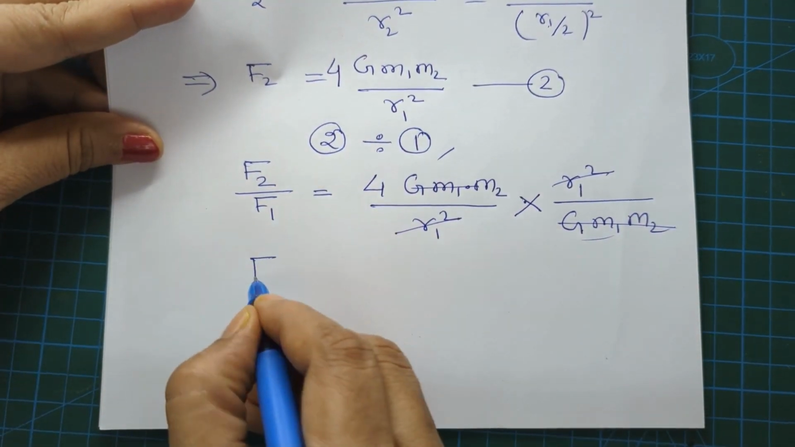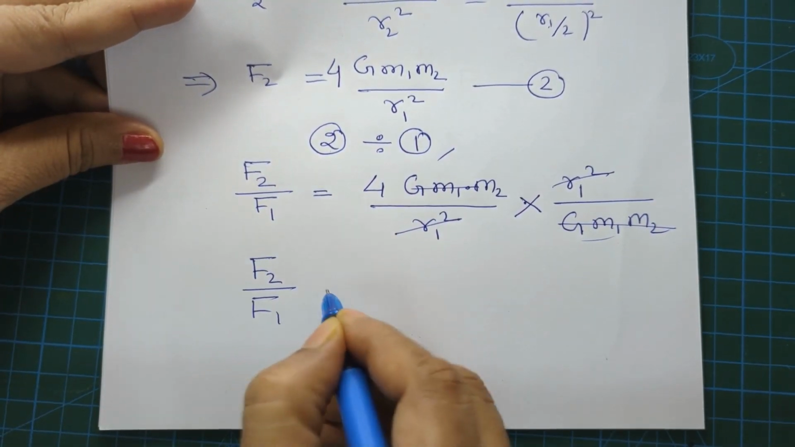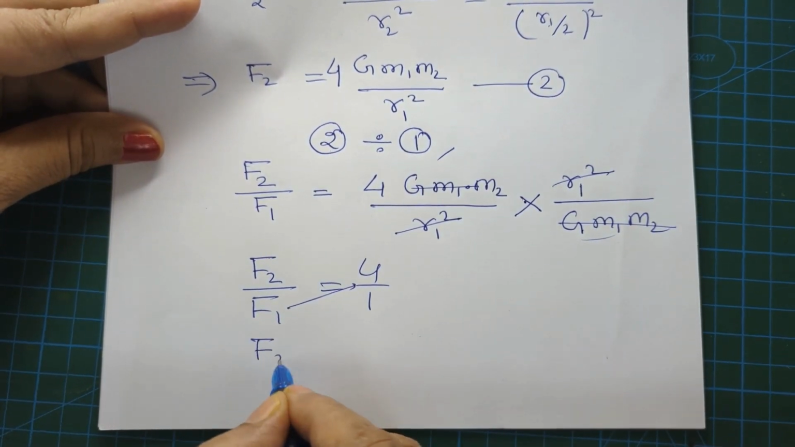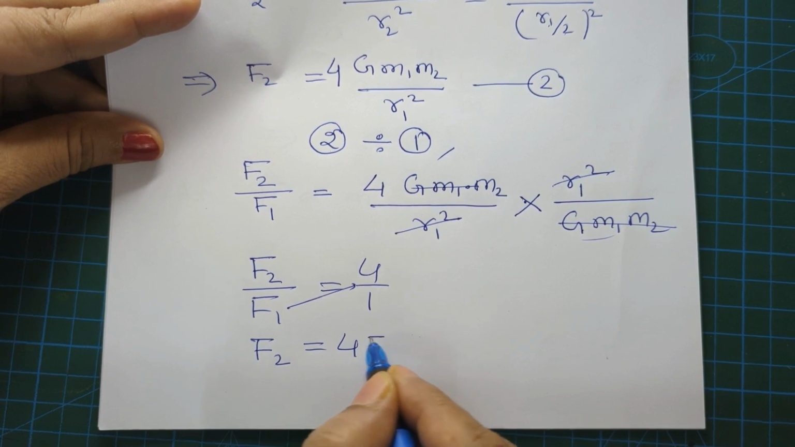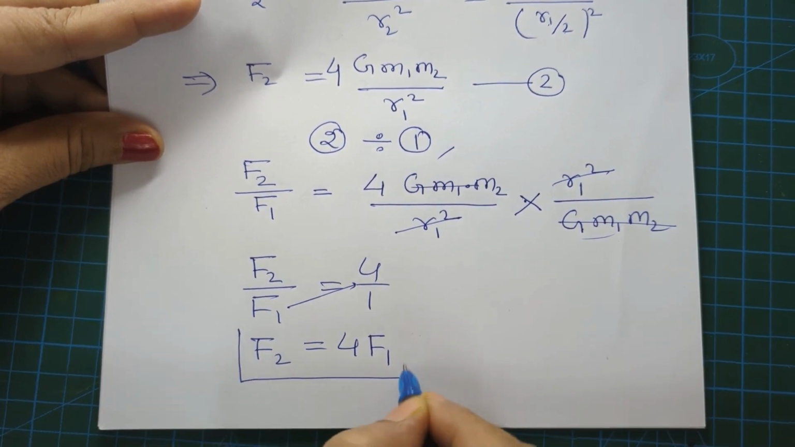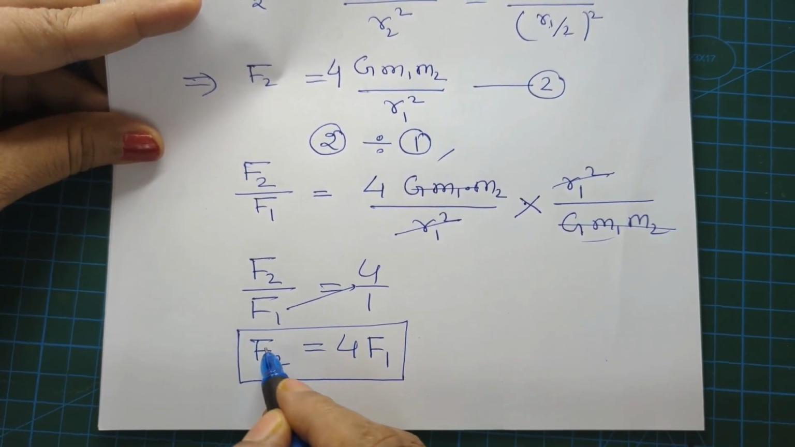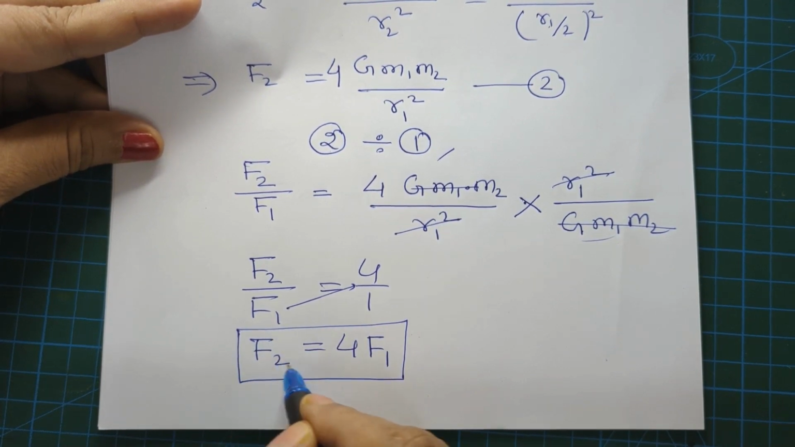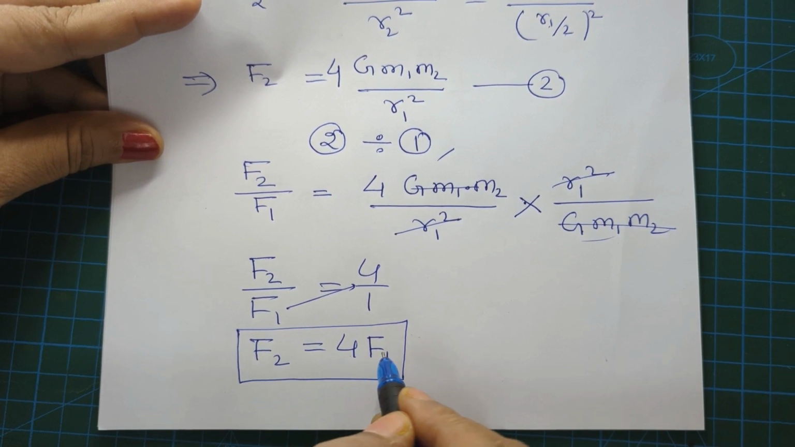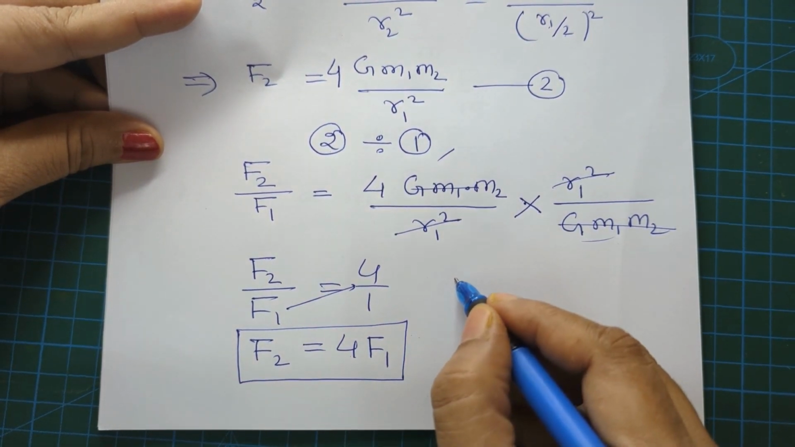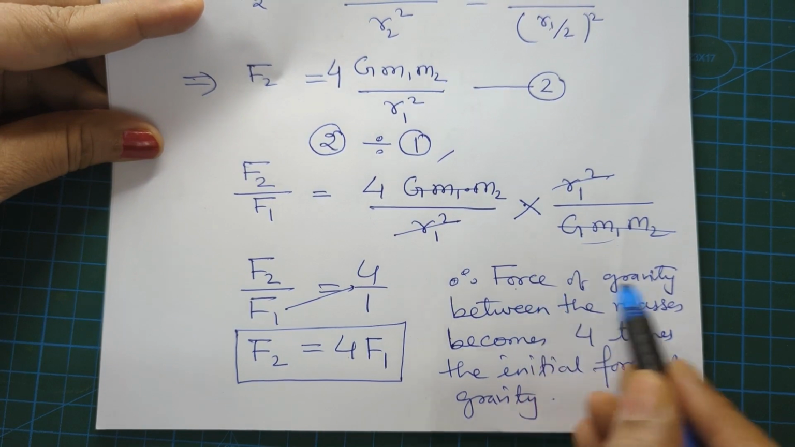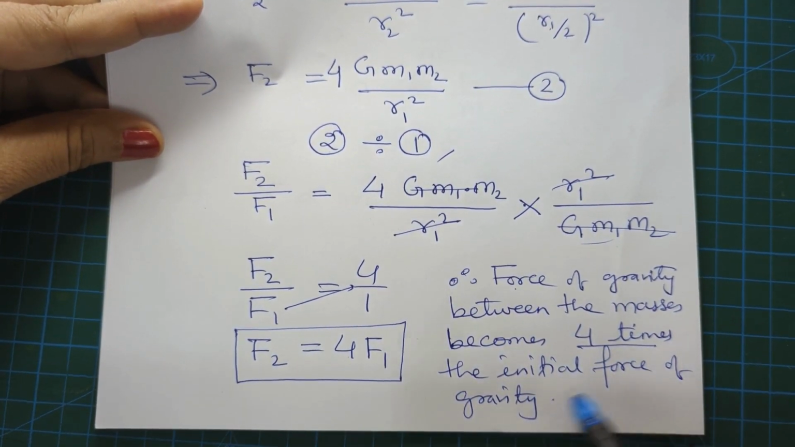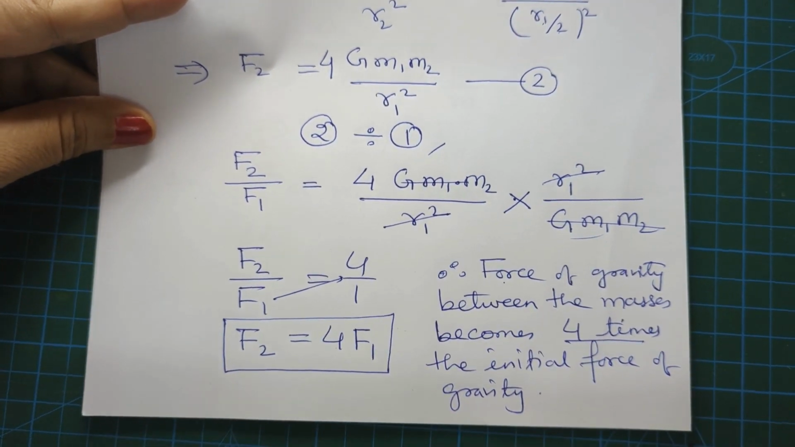So F2 by F1 is 4 upon 1, and we can cross multiply and say that F2 is 4 times F1. The question was, what happens to the force of gravity if the distance of separation between the masses is halved? So the force of gravity becomes 4 times the initial force. We will give a conclusion therefore. The force of gravity between the masses becomes 4 times the initial force of gravity if the distance between the masses is halved.